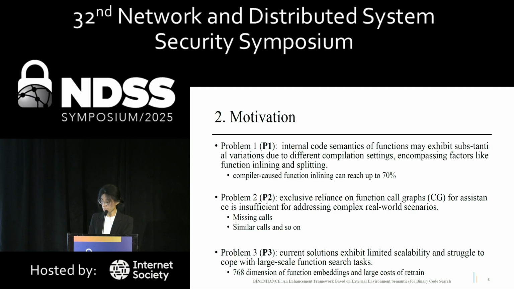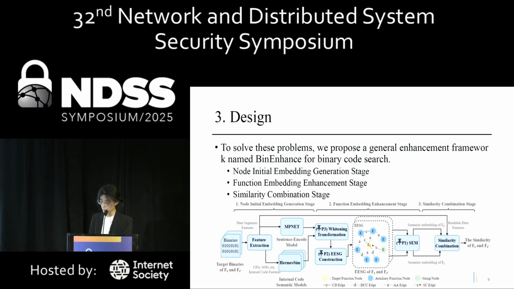First, internal code semantics of functions may exhibit substantial variations due to different compilation settings, encompassing factors like function inlining and splitting. Second, exclusive reliance on function call graphs for assistance is insufficient for addressing complex real-world scenarios. Third, current solutions exhibit limited scalability and struggle to cope with large-scale function search tasks. To solve these problems, we propose a general enhancement framework named BinEnhance for binary code search.